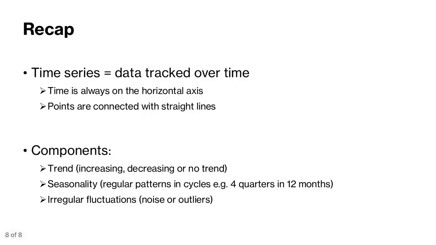All right, so let's recap. Essentially it's just data that's tracked over time, where time is always on the horizontal axis. Points are usually connected with straight lines. You can think about the components of time series data in 3 ways. There's maybe a given trend, whether that be increasing, decreasing, or no trend. You need to think about seasonality, whether there's regular patterns and cycles. And third, we talk about irregularities. So that might be noise or outliers in the time series data. In the next video, we'll learn how to smooth the data using moving averages to better identify the trend.